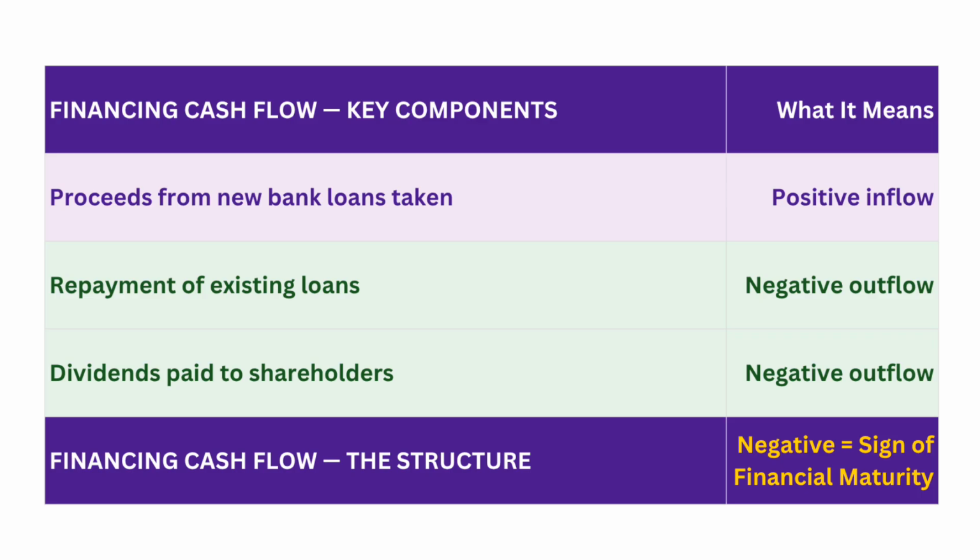Then dividends paid to shareholders. What does it mean? It's a negative outflow. Then if the financing cash flow structure is negative, it's a sign of financial maturity always. In the next section we discuss free cash flow, the holy grail.